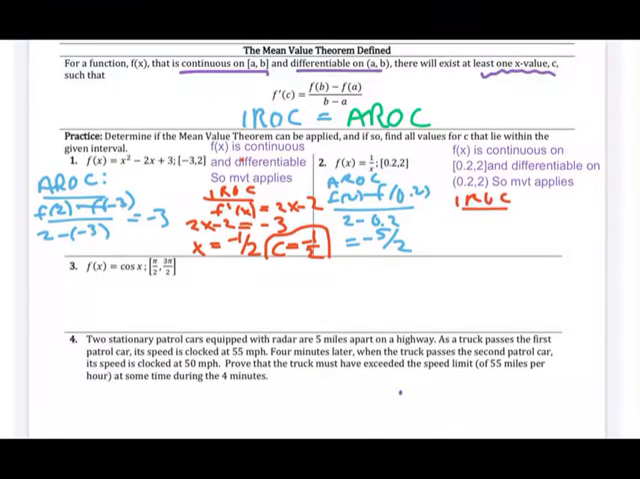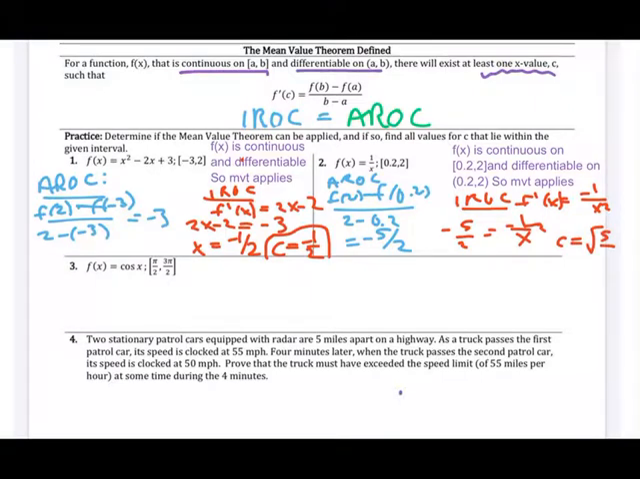Instantaneous rate of change is going to be the derivative of that. F prime of x is just going to be negative 1 over x squared using the power rule. So then we can go ahead and set those two things equal to each other. Negative 5 over 2 equals negative 1 over x squared. And when you solve that, you're going to get plus or minus 2 over 5. And so we just want the positive version because that's what's inside this interval.